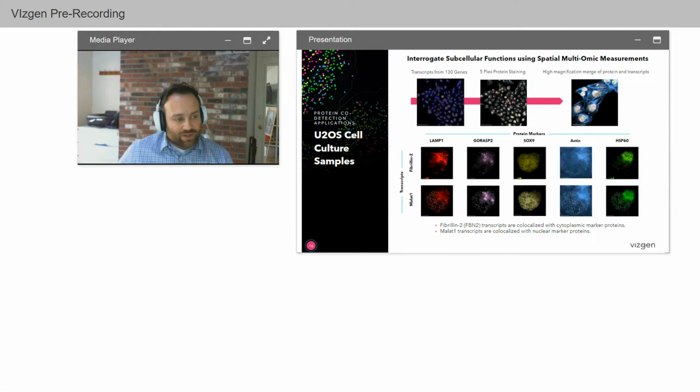MALAT1, on the other hand, is very different than fibrillin-2. MALAT1 does not co-localize with those cytoplasmic markers, but does co-localize with SOX9. SOX9 is a nuclear marker, and so we can infer from this that MALAT1 is potentially regulating nuclear signal.